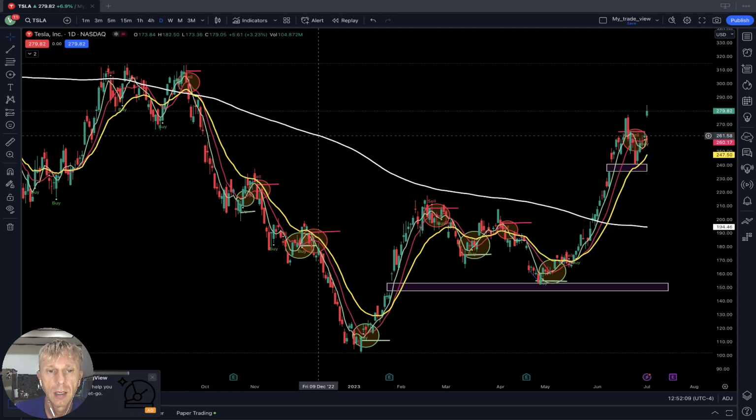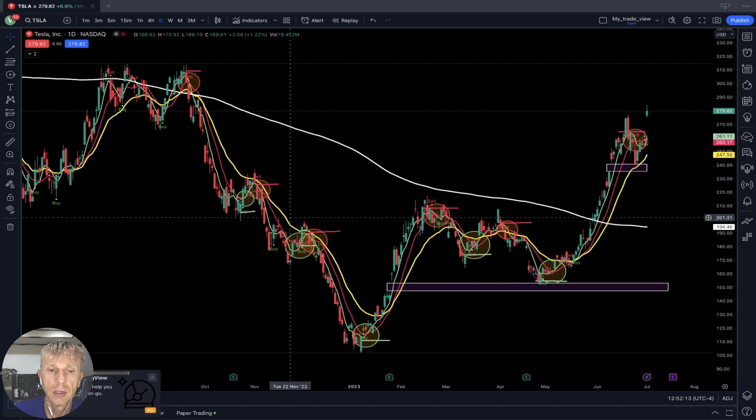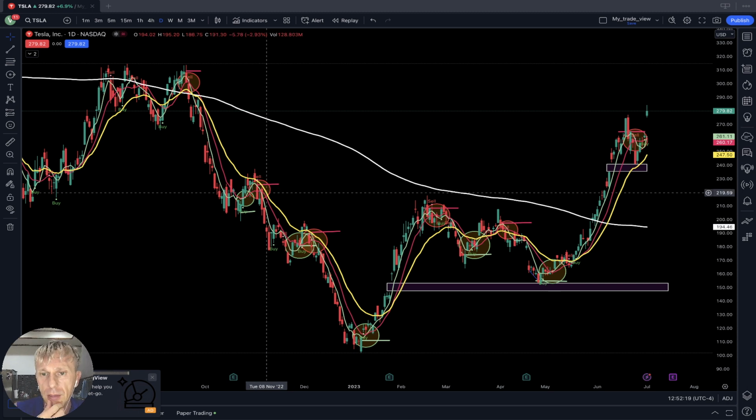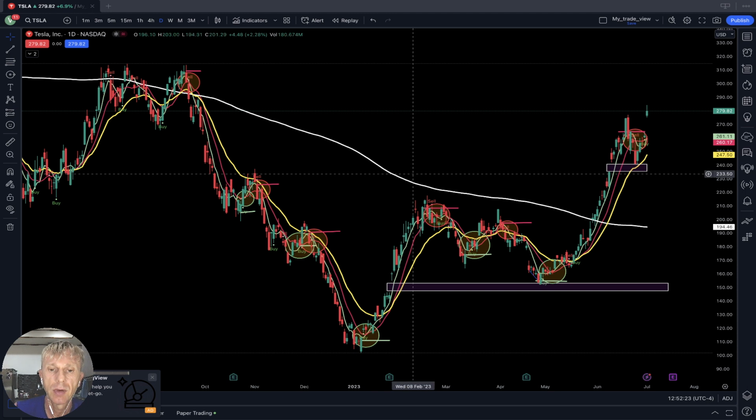SMA 200, white line. SMA 20, yellow line. SMA 10, red line. SMA 5, green line. That's all. Buy and sell script indicator. That's all. Very simple. And remember, trading is very simple.